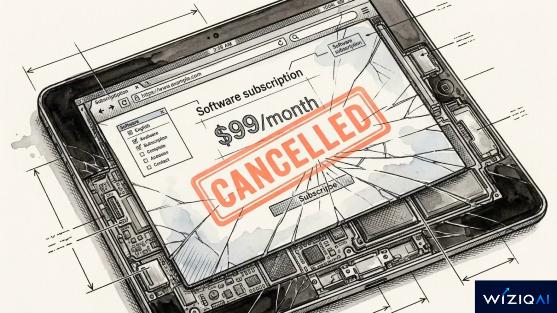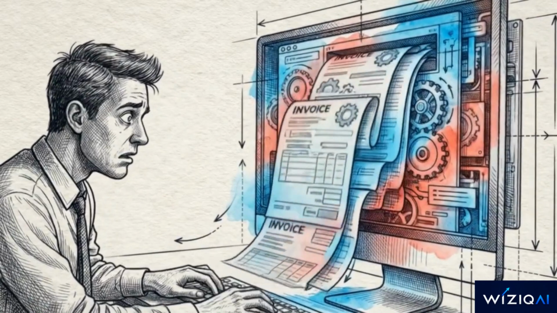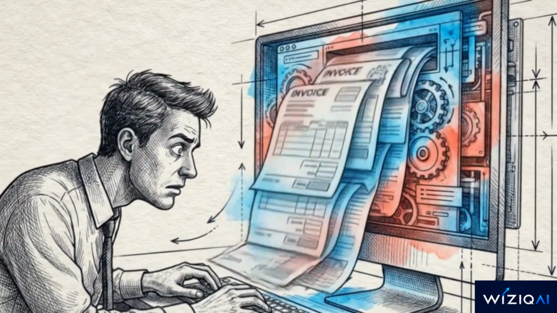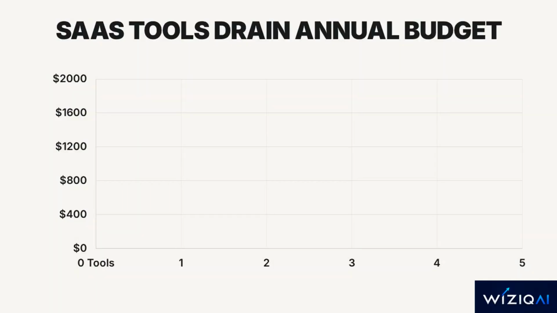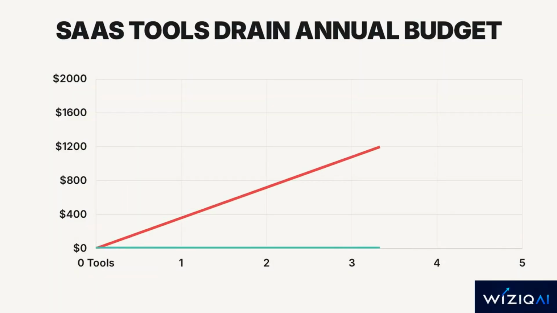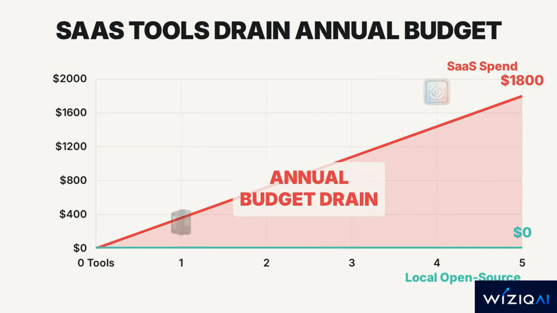Today, we are tearing down the subscription paywalls to uncover free, enterprise-grade AI tools. Right now, many businesses are locked into expensive cycles, spending thousands of dollars every month to rent siloed AI software for routine tasks. This line graph maps the problem. The average SaaS spend per employee climbs sharply as you adopt more tools, compared to the flat $0 baseline of a local open-source ecosystem. Over a 12-month period, this massive gap represents substantial budget drained by recurring software fees.